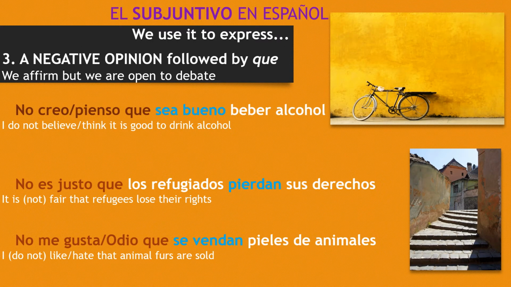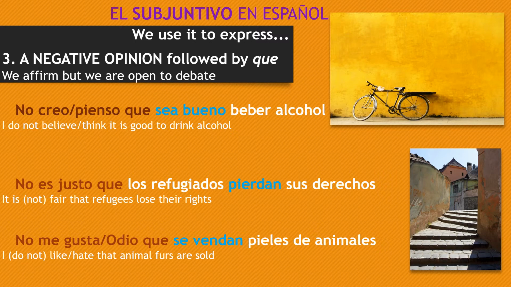We use it as well to express a negative opinion. Like the ones we've seen before, they can be negative. Here, they're only negative, followed by que. Again, that que is a good indication you need a subjunctive. We're making a statement, but we're still open to debate because we're not certain about what we're saying. So, no creo, no pienso: I do not believe, I don't think, I'm not certain.